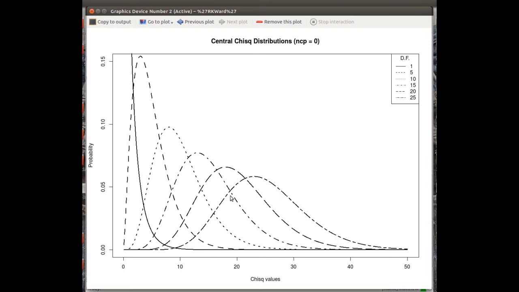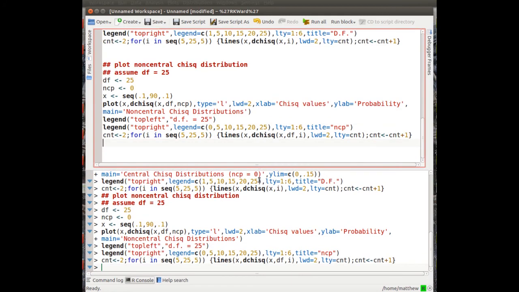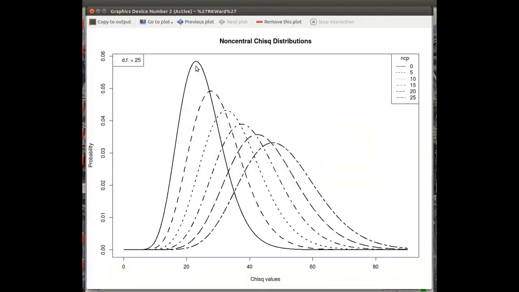Now, if we remember this one here, degrees of freedom 25, I'm going to replot that on a different scale, and then look what happens when we change the non-centrality parameter. So this was the central chi-square distribution with 25 degrees of freedom. And actually all of these are with 25 degrees of freedom, but we're incrementing the non-centrality parameter by steps of 5. So this is NCP of 5, 10, 15, 20, and 25. And then we can also see that the distribution shifts to the right when you increase the non-centrality parameter.